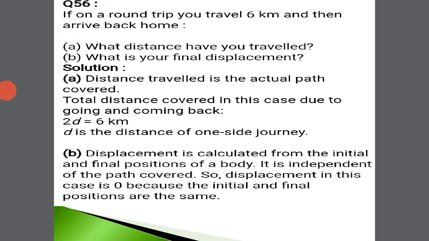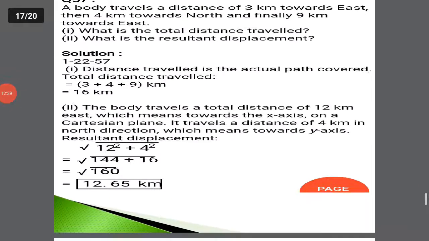Distance is covered, displacement is calculated from the initial and the final position of a body. It is independent of the path covered, so the displacement in this case is 0 because the initial and final position are same.